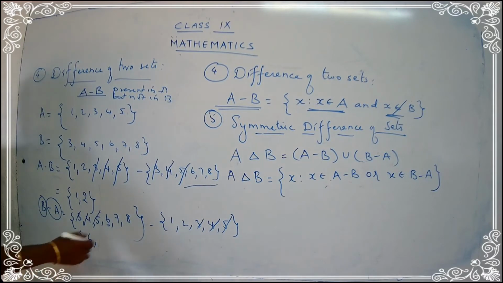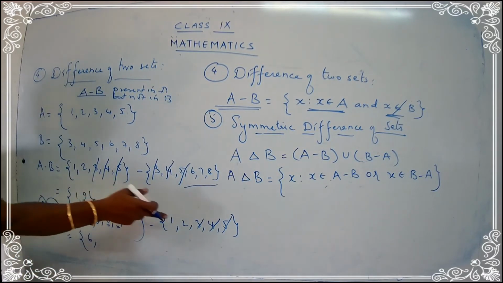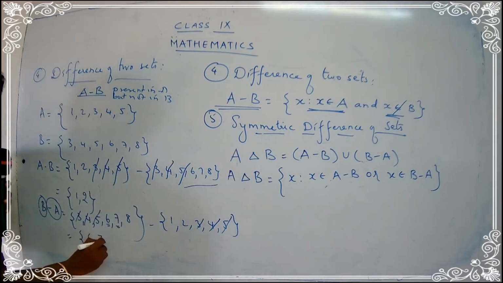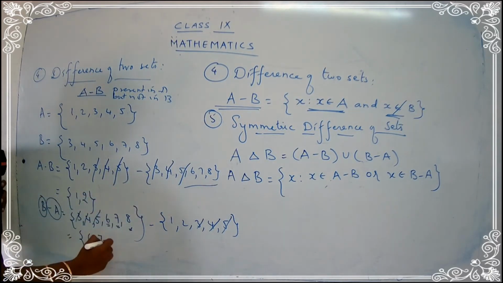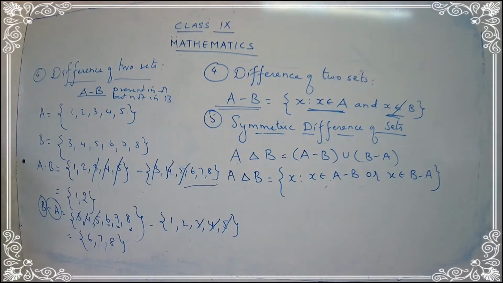7. 7 is present in B but not in A. So you can take 7. 8 is present in B but not in A. So the answer is 6, 7, 8. Clear, children? So B minus A is 6, 7, 8. So remember the condition. A minus B means present in A, not in B. B minus A means present in B, not in A. I hope you are clear with the different operations.